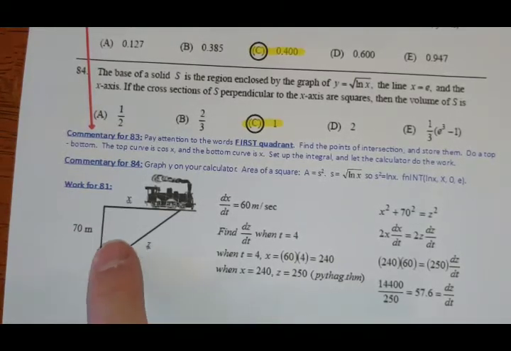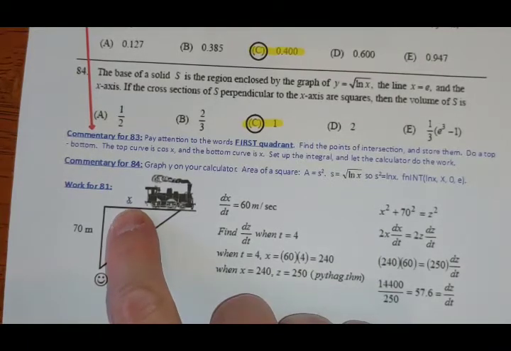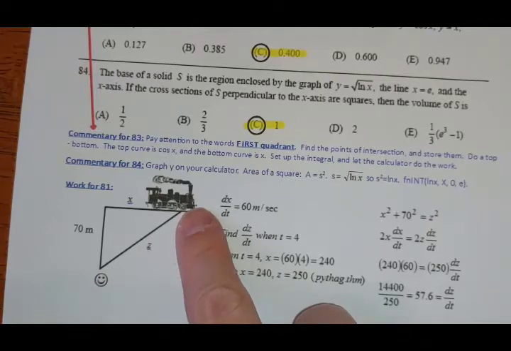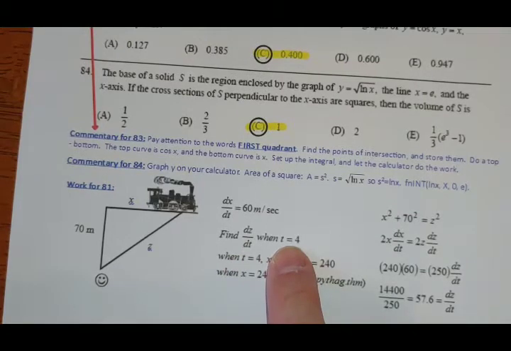So you're going to have to choose your variables. I chose x for the horizontal distance. I chose z for the distance between the observer and the train. And the 70 meters is fixed, so I am not going to make that a variable. That would be a tragic mistake. So since the train is going in the x direction, the rate of the train is dx/dt, 60 meters per second. This is me recording everything out of the problem. At how many meters per second is the train moving away from the observer? So this is the distance between the observer and the train. So it's asking us to find dz/dt when t is equal to 4.